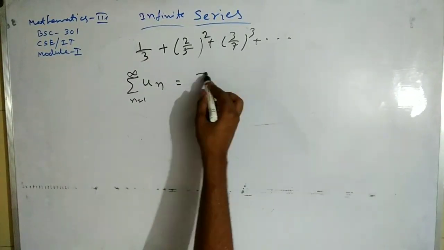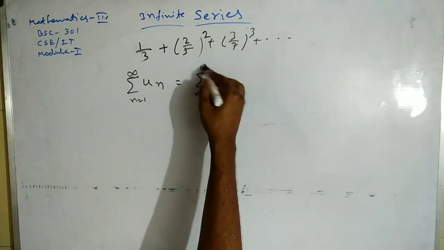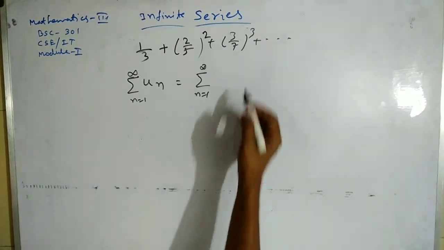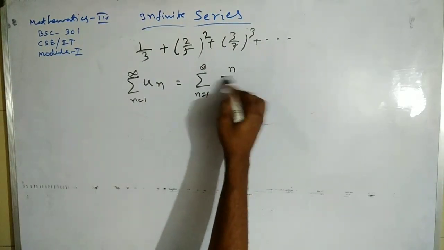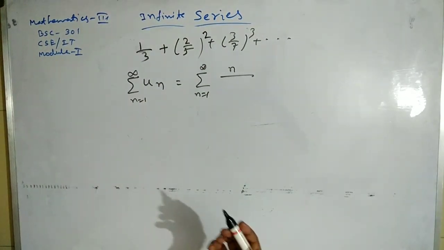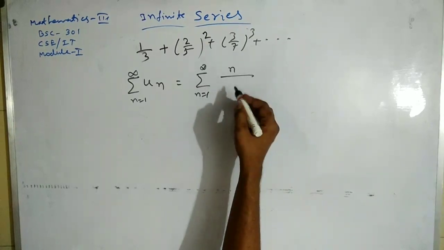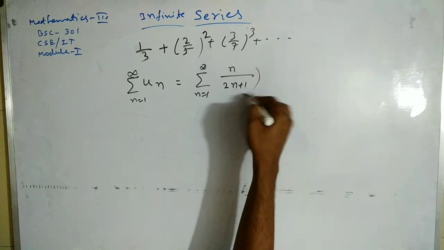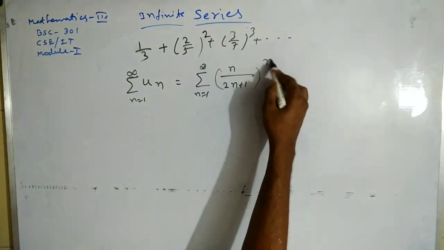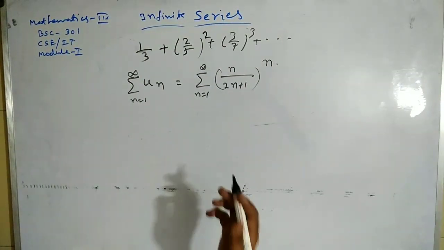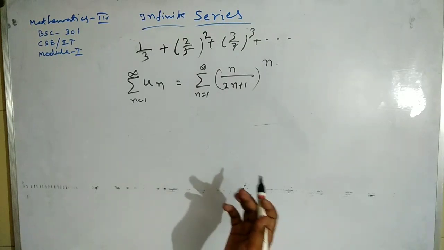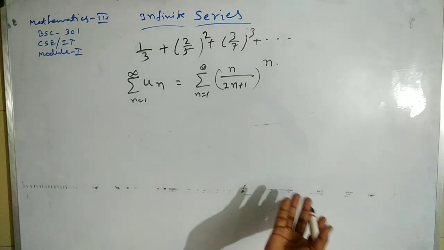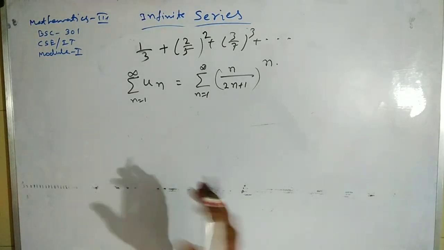And what will be the nth term? If you go on like this, the numerator will be 1, 2, 3, so n, and the denominator will be 3, 5, 7, so 2n plus 1. And the power will be 1, 2, 3, 4, so the nth term will be n. So this is the nth term. You have to determine the nth term if it is not given. In some problems the nth term is not given, while in various problems it may be given.